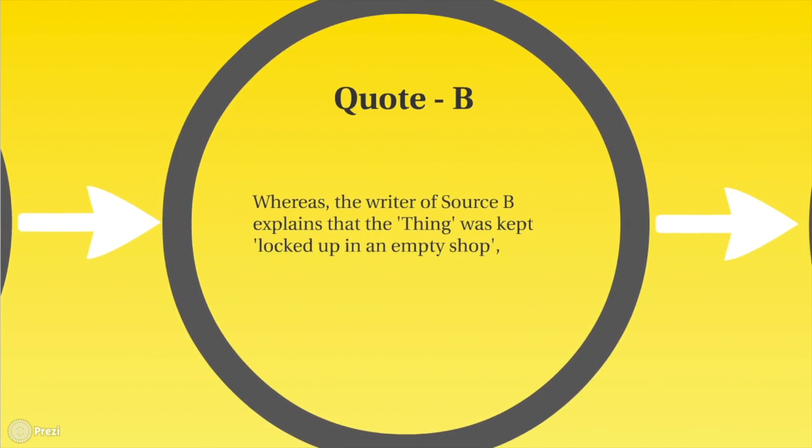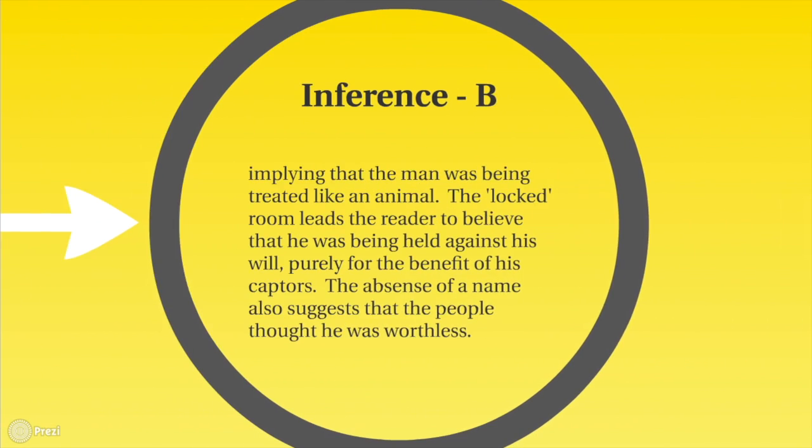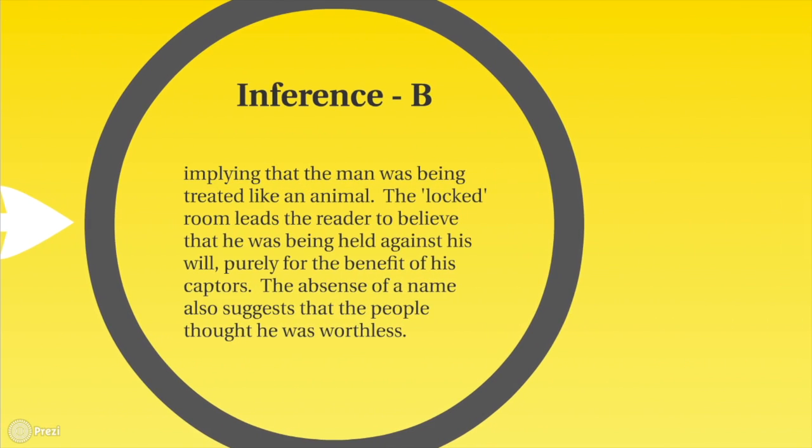Then what I need to do is look at source B and have a point of comparison. I have a comparative discourse marker, so I've put whereas the writer of source B explains that the thing was kept locked up in an empty shop, again using embedded quotations for greater sophistication. And then my inference, implying that the man was being treated like an animal.